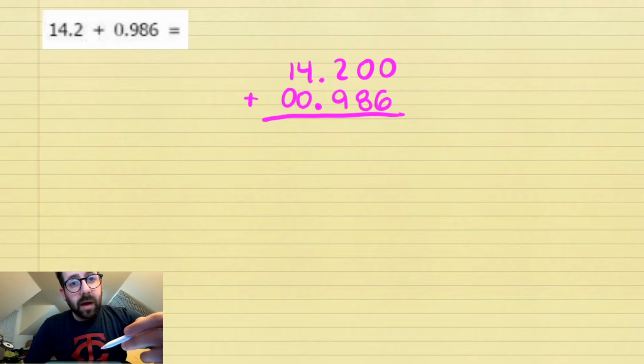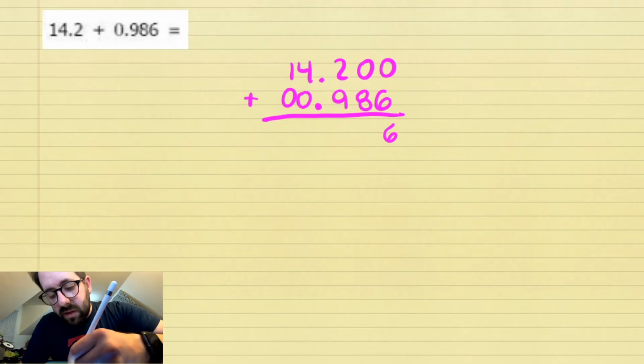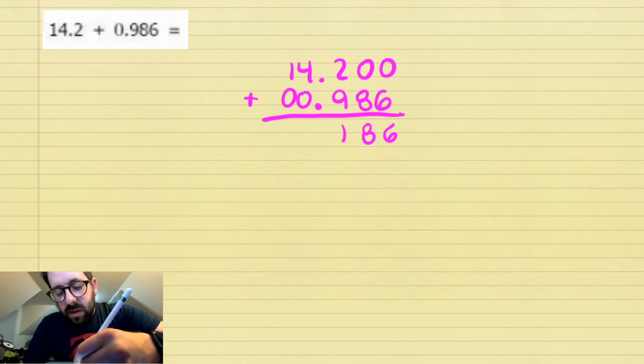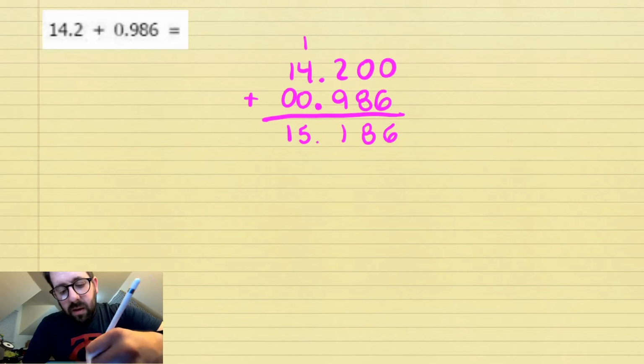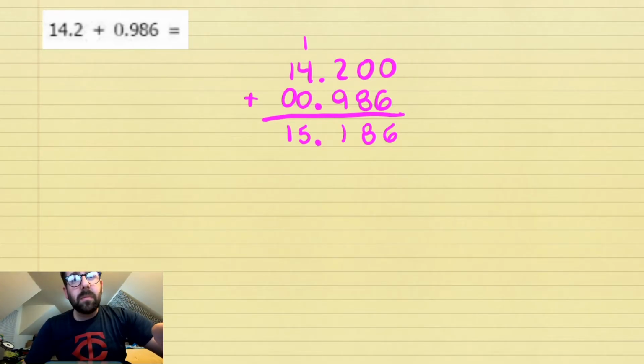And you start on the right side, kind of like when multiplying, but you just go straight to the left. So 0 plus 6, that's 6. 0 plus 8 is 8. 9 plus 2 is 11. Carry the 1 over. 1 plus 4 is 5. And then 1 plus 0 is 1. And we just bring the decimal down. So it should be 15.18.